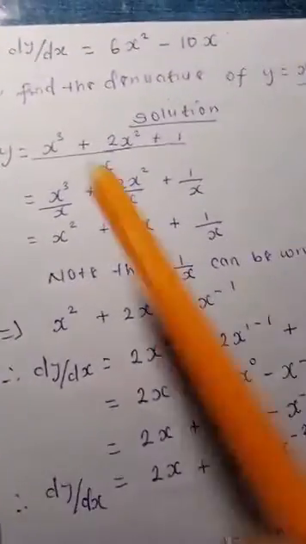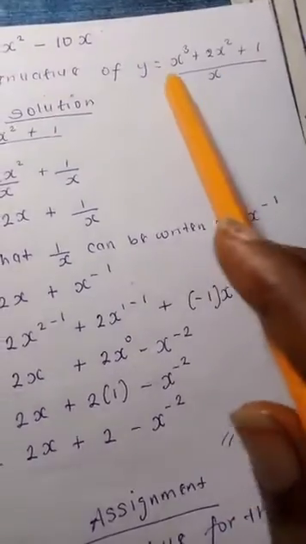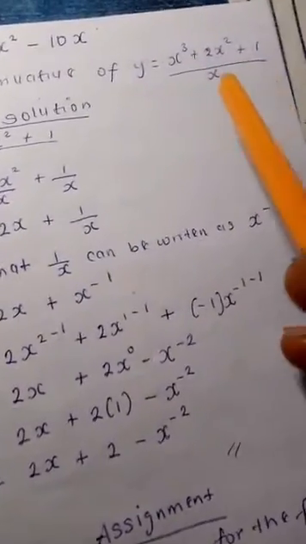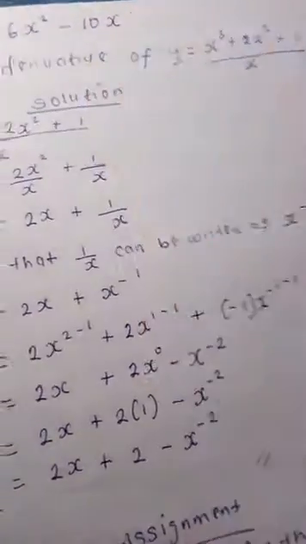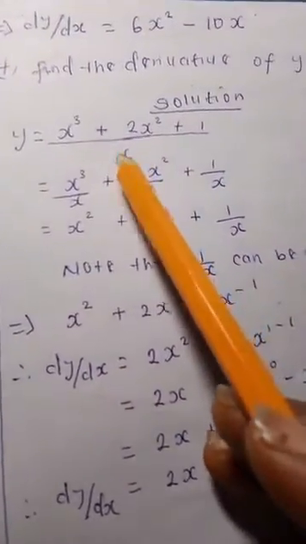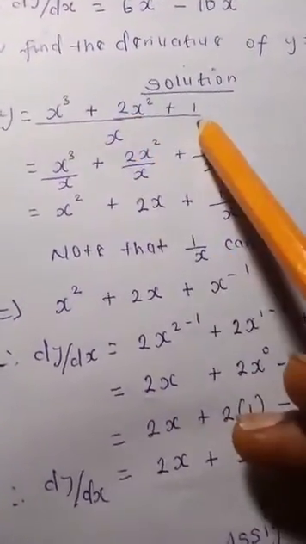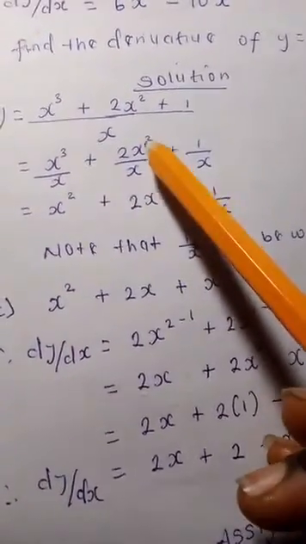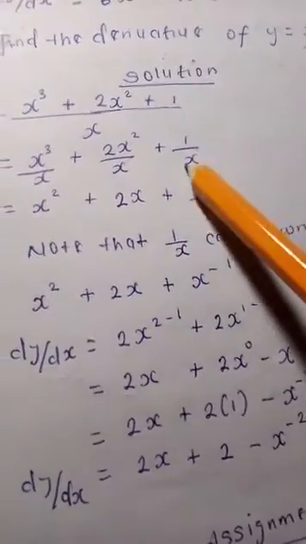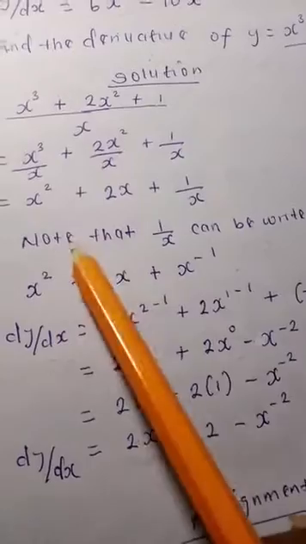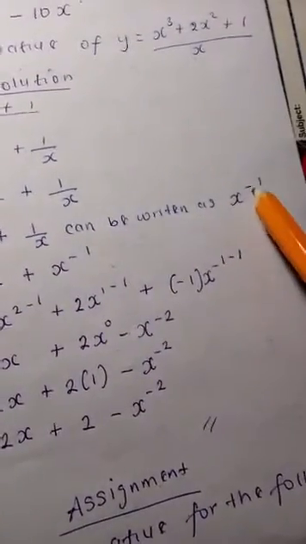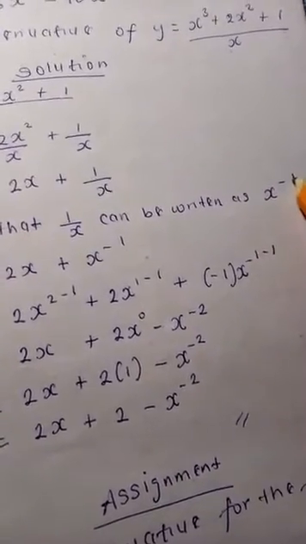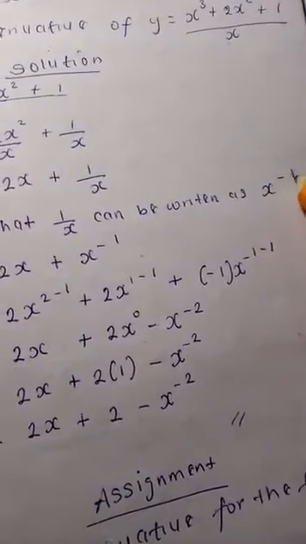The next question says find the derivative of y equals x cubed plus 2x squared plus 1 over x. The first thing to do, so you are not confused, is to use that x to divide everything. Meaning use x to divide here, here, and here. X cubed divided by x remains x squared. 2x squared divided by x, 1 x remains, so 2x. 1 over x, just bring it down. Now note that 1 over x can be written as x raised to power minus 1 in indices.